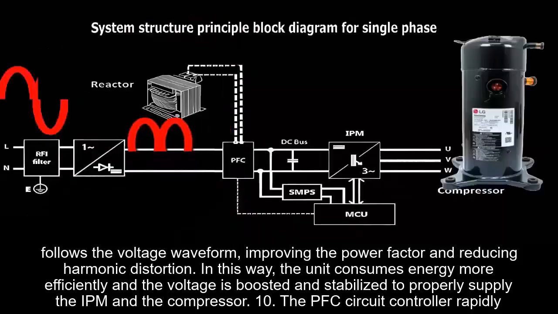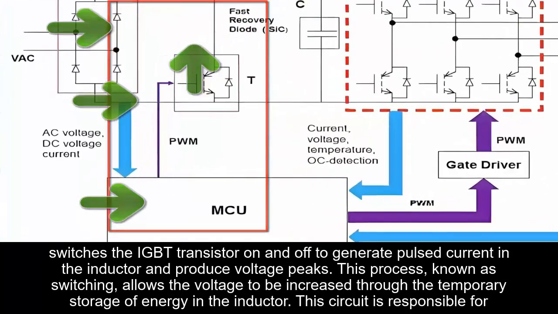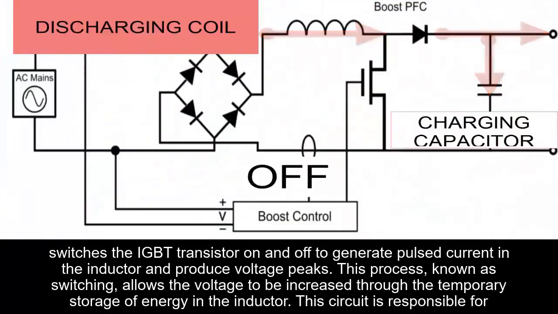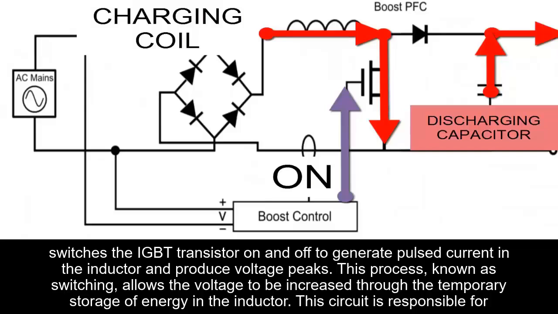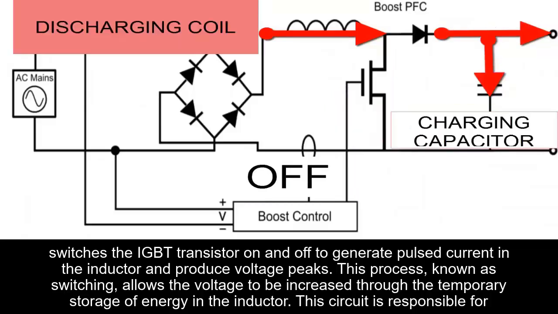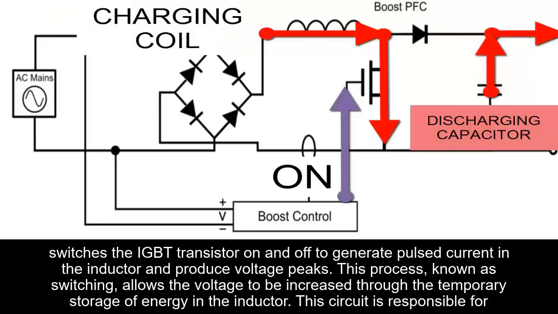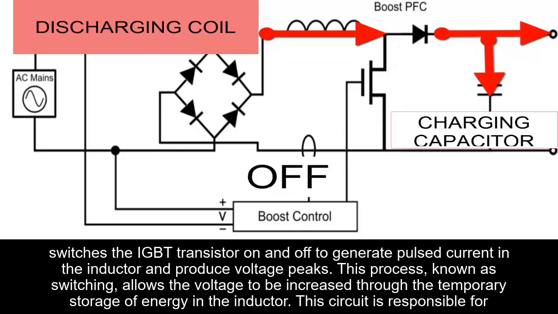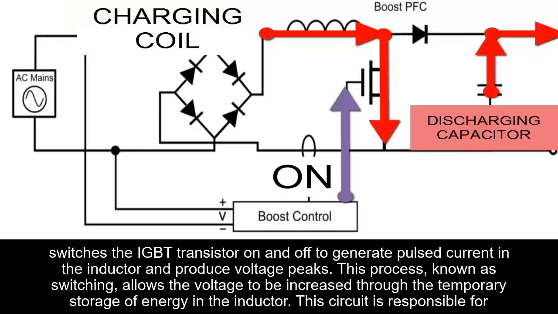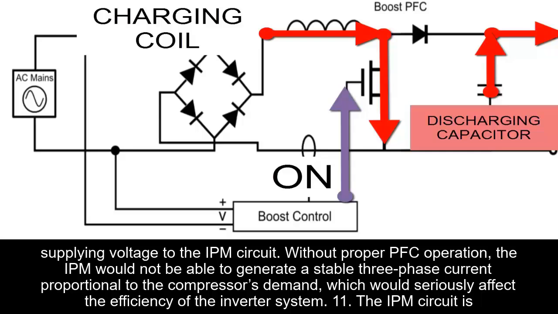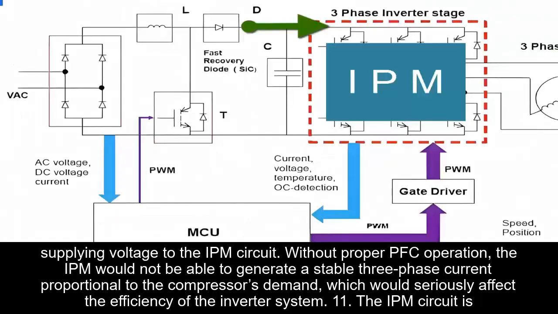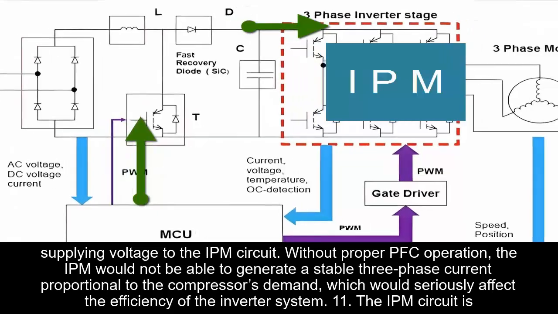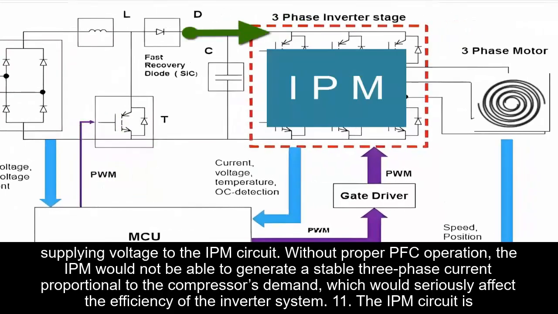10. The PFC circuit controller rapidly switches the IGBT transistor on and off to generate pulsed current in the inductor and produce voltage peaks. This process, known as switching, allows the voltage to be increased through the temporary storage of energy in the inductor. This circuit is responsible for supplying voltage to the IPM circuit. Without proper PFC operation, the IPM would not be able to generate a stable three-phase current proportional to the compressor's demand, which would seriously affect the efficiency of the inverter system.